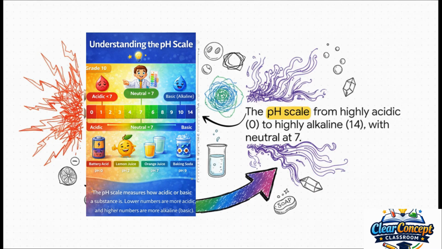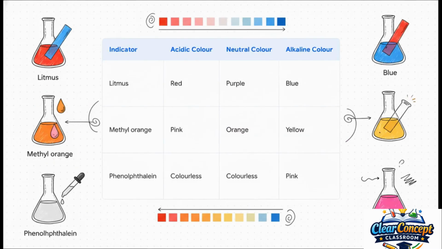And a universal indicator gives us this awesome rainbow of colors to map it all out visually. Now, while that universal indicator is great for a general idea, sometimes chemists need to be way more precise. And that's where these specific indicators come in. Each one is designed to change color at a very specific pH.